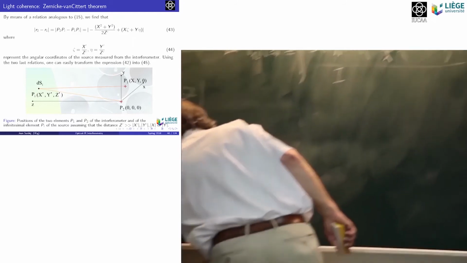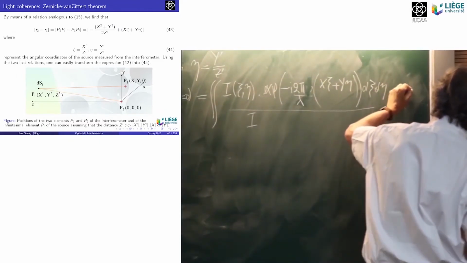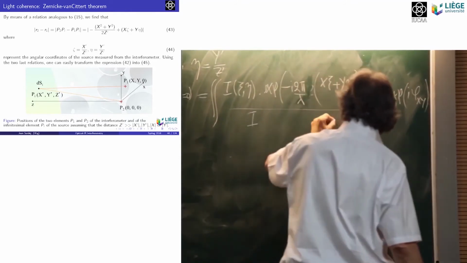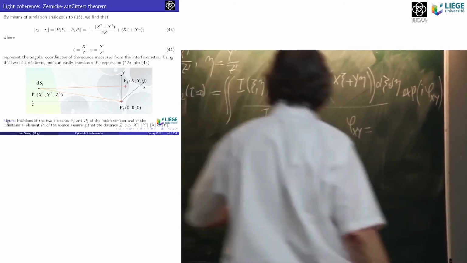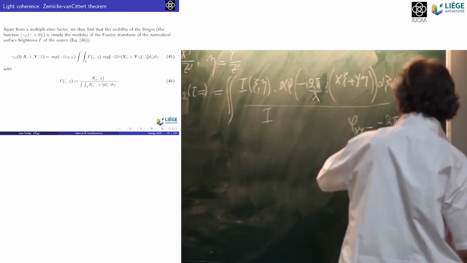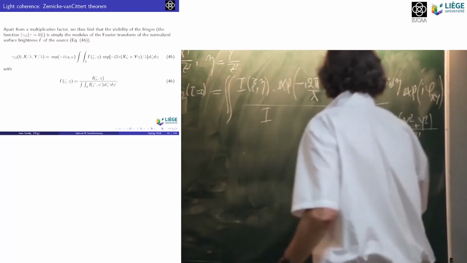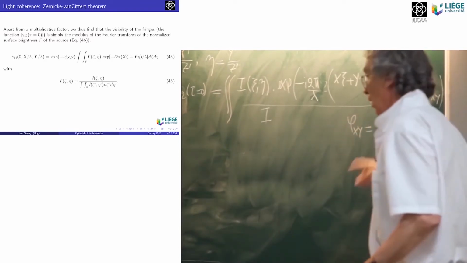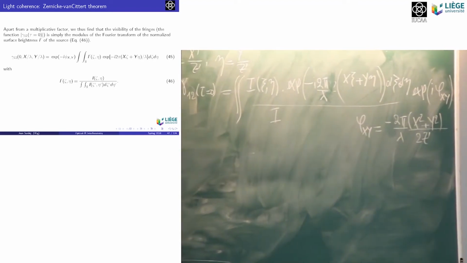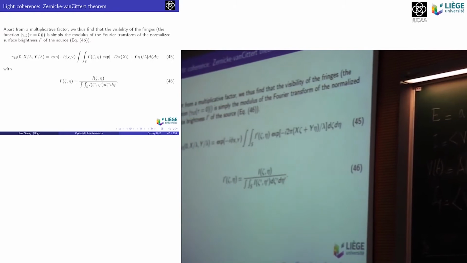I forgot to write down this factor, which does not depend on the angular coordinates. So multiply by the exponential of i phi xy, something like that, where phi xy is equal to what? Well, it's equal to minus 2 pi times nu over c, so over lambda, multiplied by (x squared plus y squared) divided by 2z prime. But this is just a term which does not depend on the source. It just depends on the two elements of the interferometer. So let's see whether we made a mistake or not. Here I can put plus or minus, it doesn't matter.